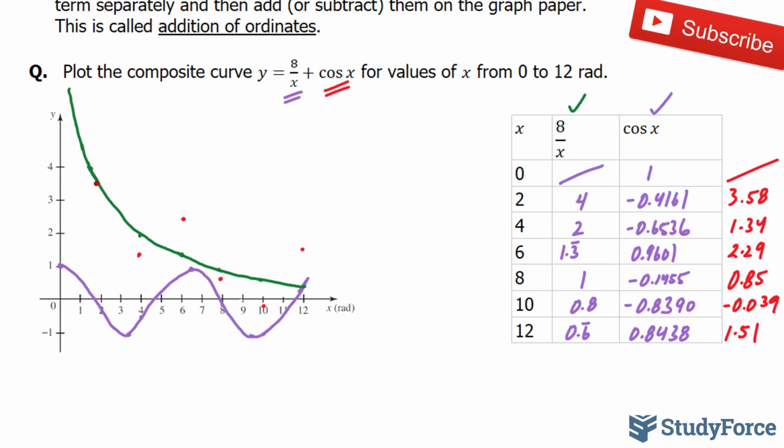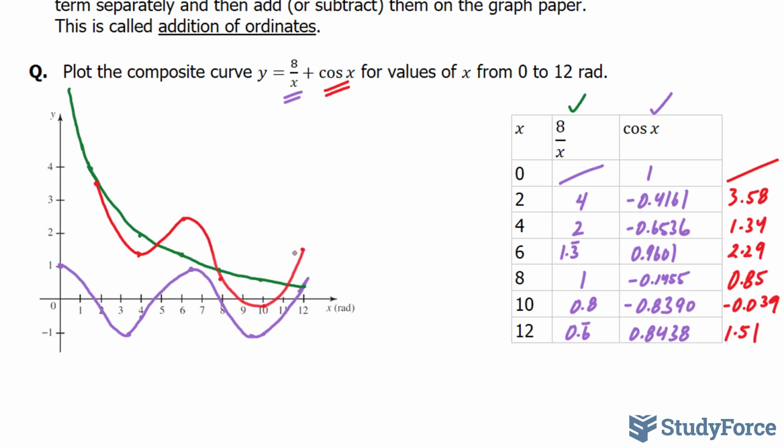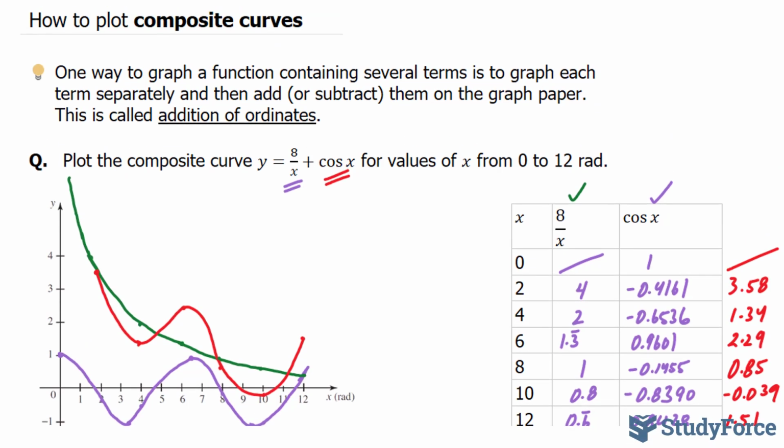Let's connect these in a smooth curve. We should end up with the following. So what you see in red is the composite curve for these two terms added up. And so there you have it. That is how to plot composite curves.